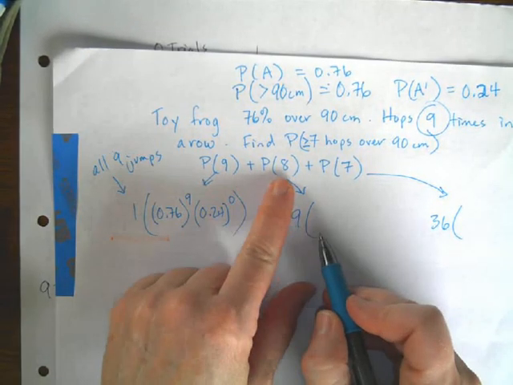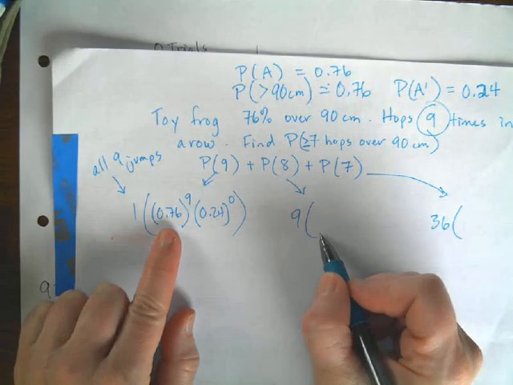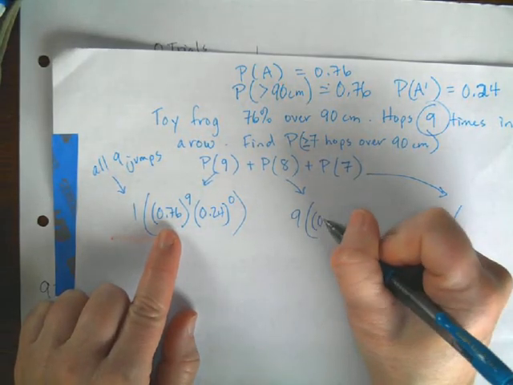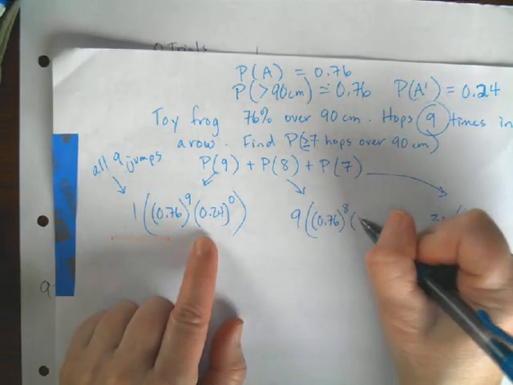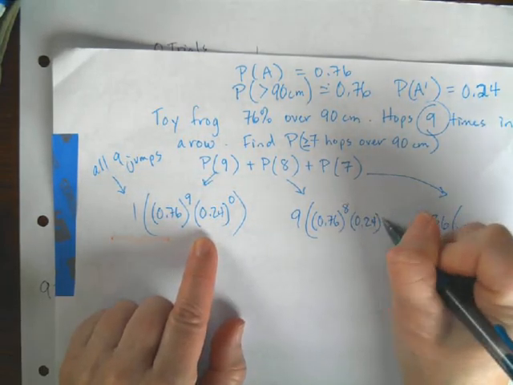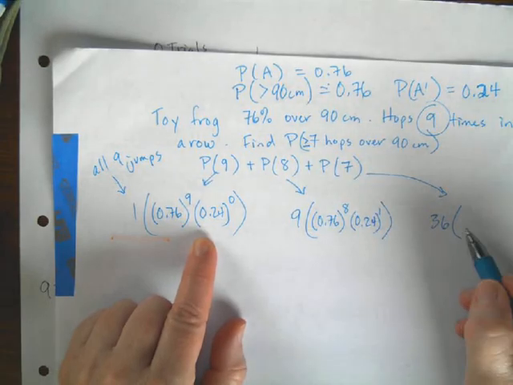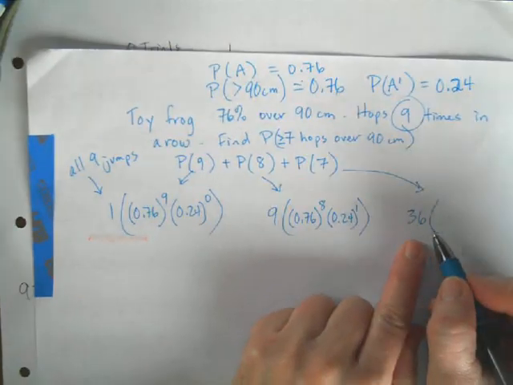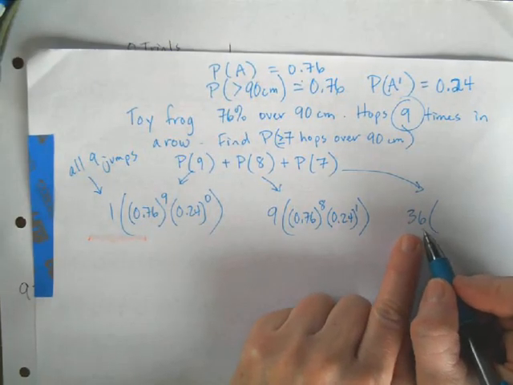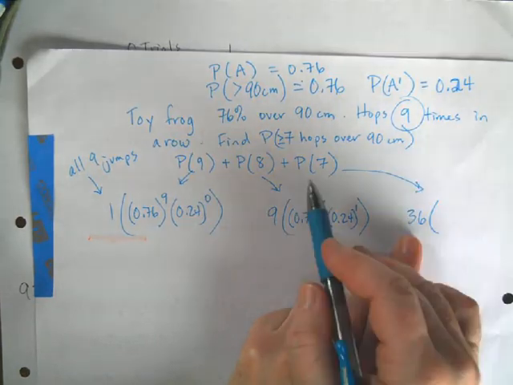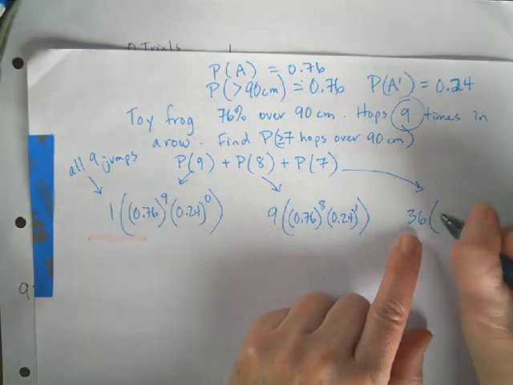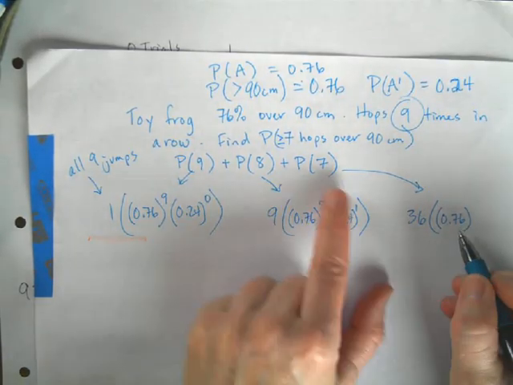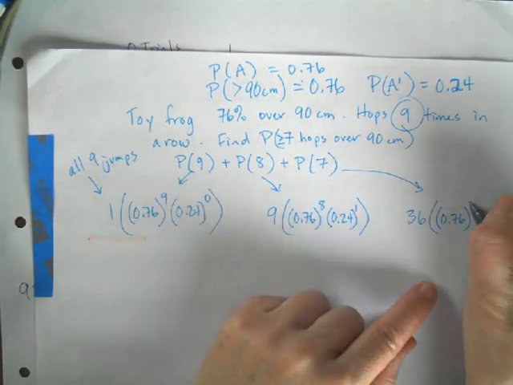So I want 8 of them to be over 90, so 0.76 to the 8th. And that means one of them is going to be 0.24. I have a probability of that. Okay, and then the last one, my coefficient is 36. There's going to be 36 ways of arranging 7 jumps over 90 centimeters. So I am going to have 0.76 for my 7 jumps that are over 90 centimeters. I have 7 of those.